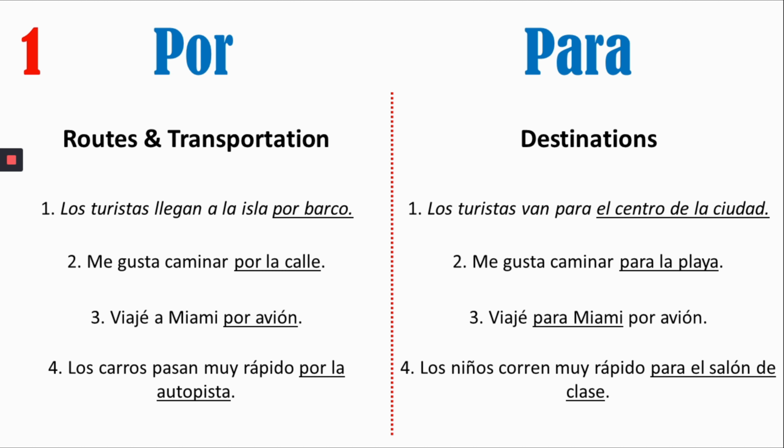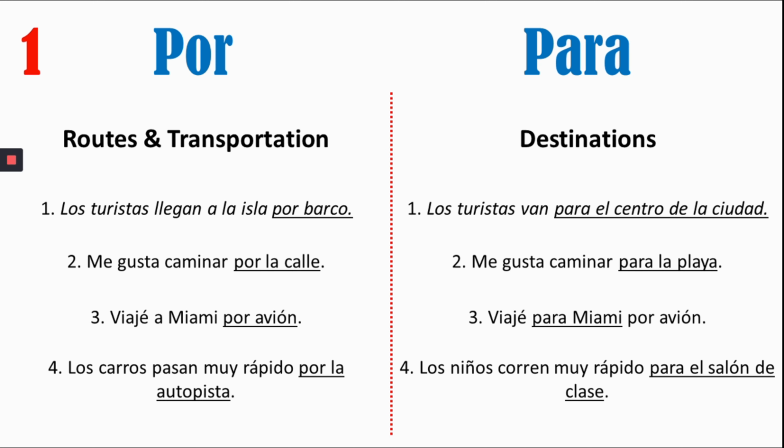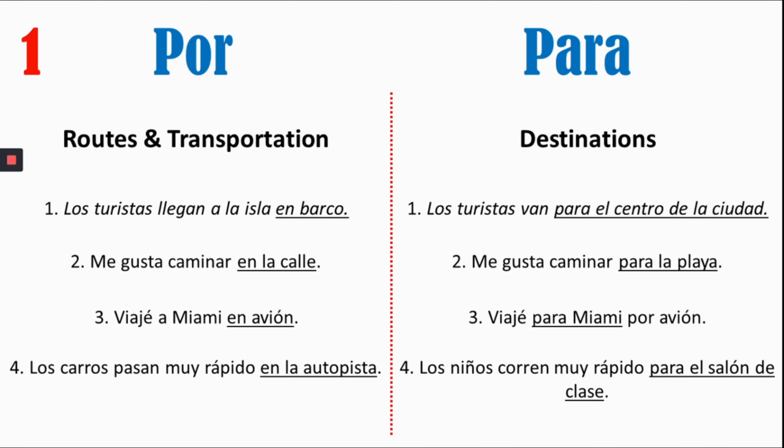Número 4. Los niños corren muy rápido para el salón de clase, the classroom. El salón de clase is the destination. Now, let's go back to routes and transportation for a second, because there is something interesting here. In these cases, we can replace the word por for the word en.